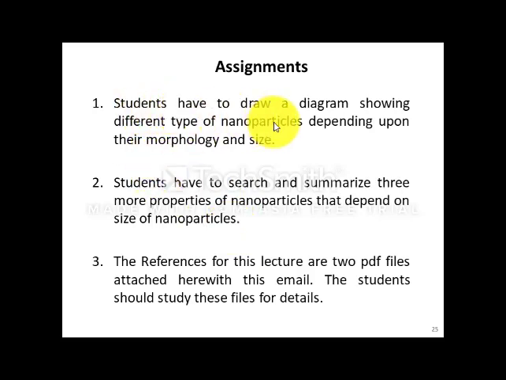Students have to draw diagrams showing different types of nanoparticles depending upon their morphology and size. I think it is similar to the previous assignment, which was just an overview of the nanoparticles. The students have to search and summarize three more properties of nanoparticles that depend upon the size of nanoparticles. Yes, this is very important because I have just discussed a few properties like electronic, magnetic, optical. Students can find more properties, and the references for this lecture are two PDF files. If students want, I can mail them for further guidance.